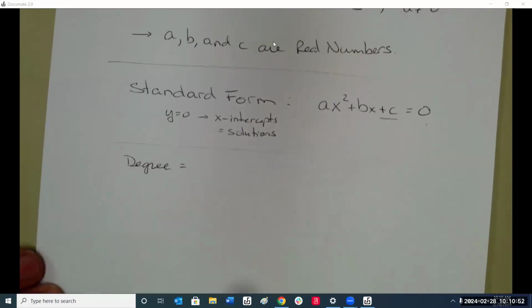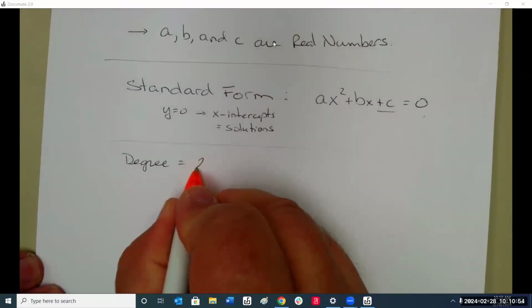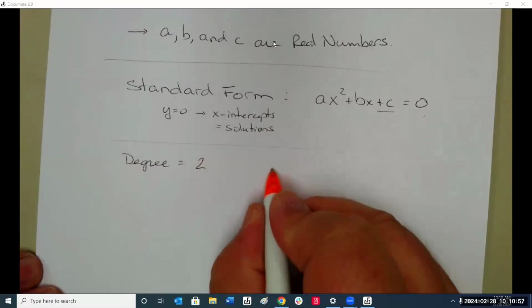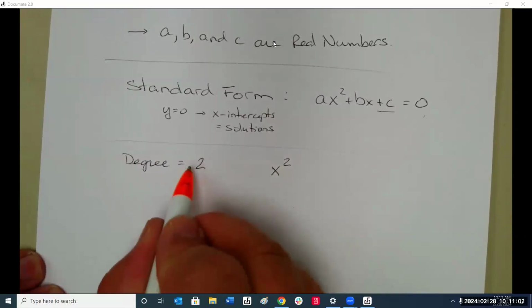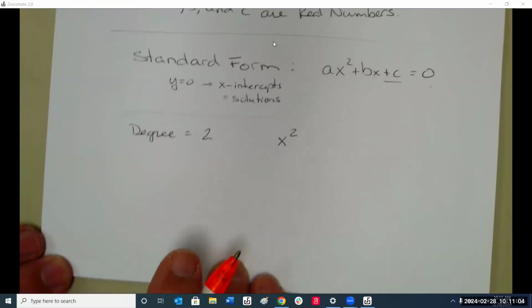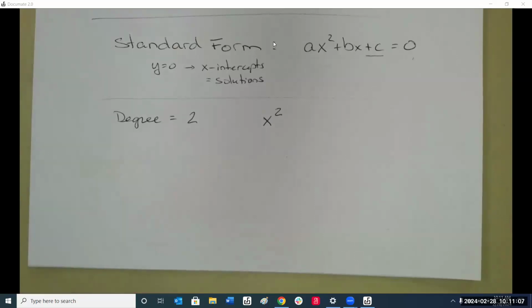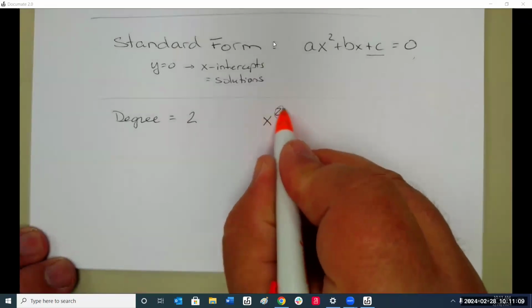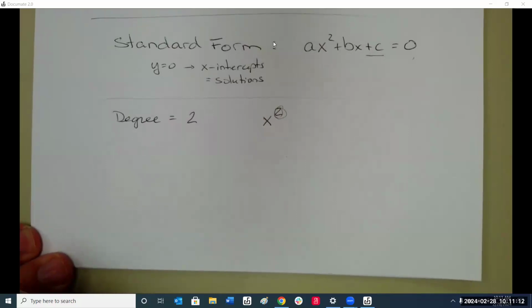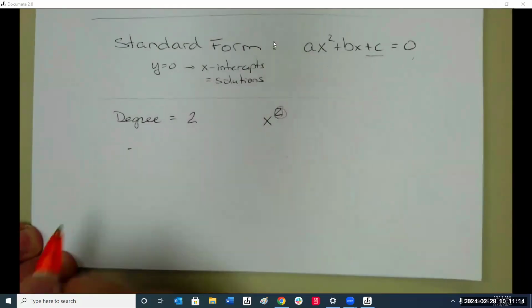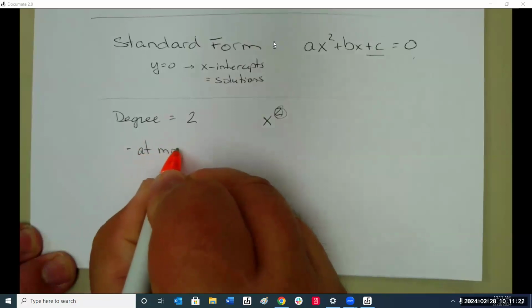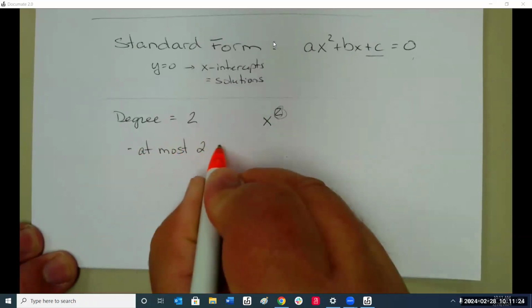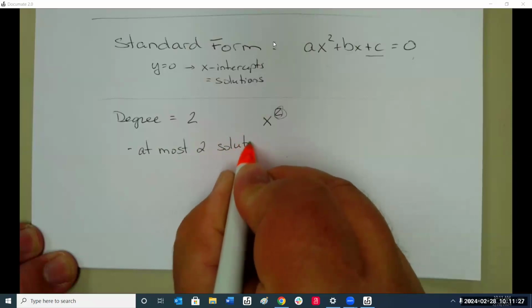The degree of a quadratic equation is 2 because it's x squared. What does the degree 2 tell us? What can we infer if we see an equation with the exponent of 2? At most, 2 solutions.